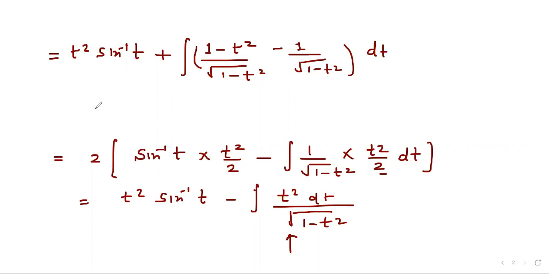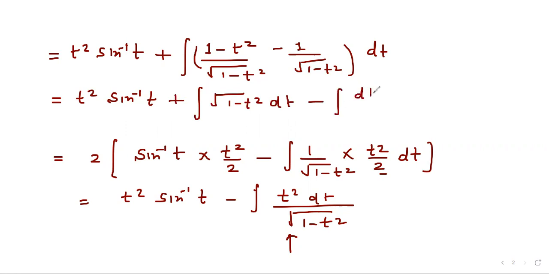So now it will become t square sine inverse t plus integration root of 1 minus t square dt minus integration of dt upon root of 1 minus t square. So we can apply formula.